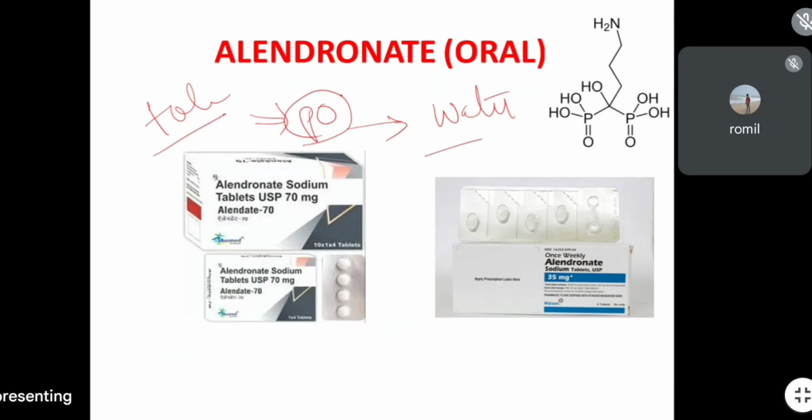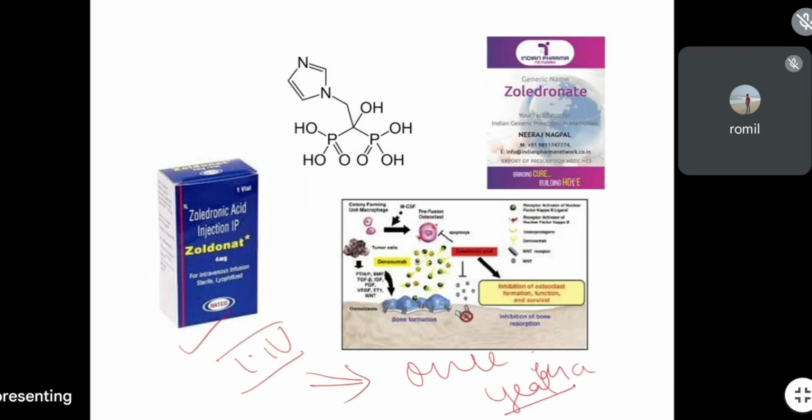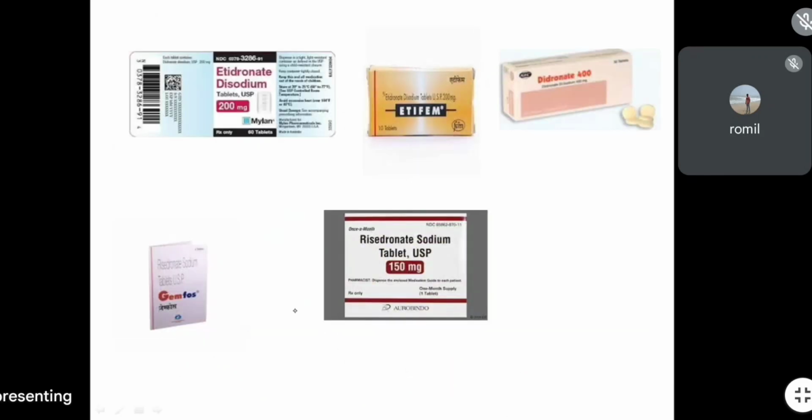And zoledronate. This one is important. Zoledronate is available in both forms, but mainly as an IV infusion. What did I tell you about zoledronate? It is given once in a year. We have some other forms too: etidronate tablets of 200 mg, 100 mg, and 50 mg, and risedronate tablets of 150 mg and 75 mg.